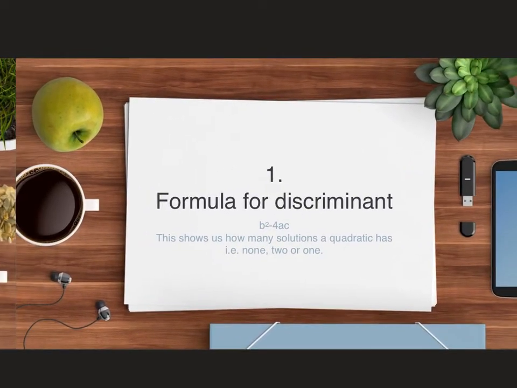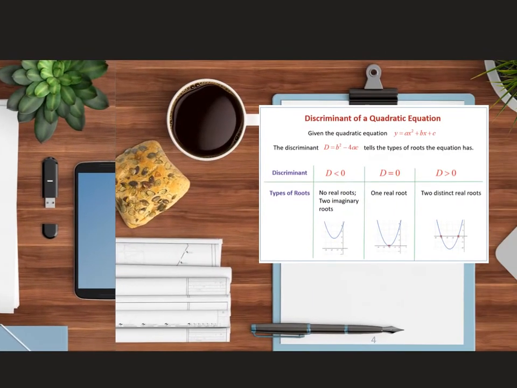Now, the first topic that we're going to talk about is the formula for the discriminant. The formula for the discriminant is b squared minus 4ac. And what it does is it shows us how many solutions a quadratic has, i.e. 1, 2, or none. So let's take a peek at what this means.